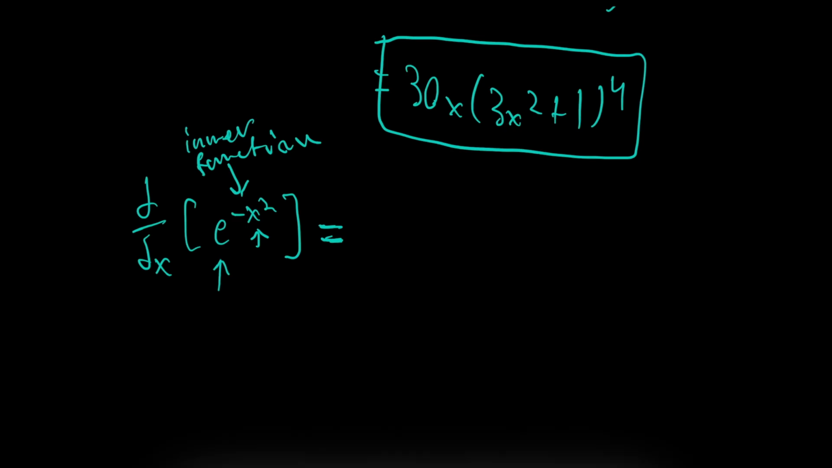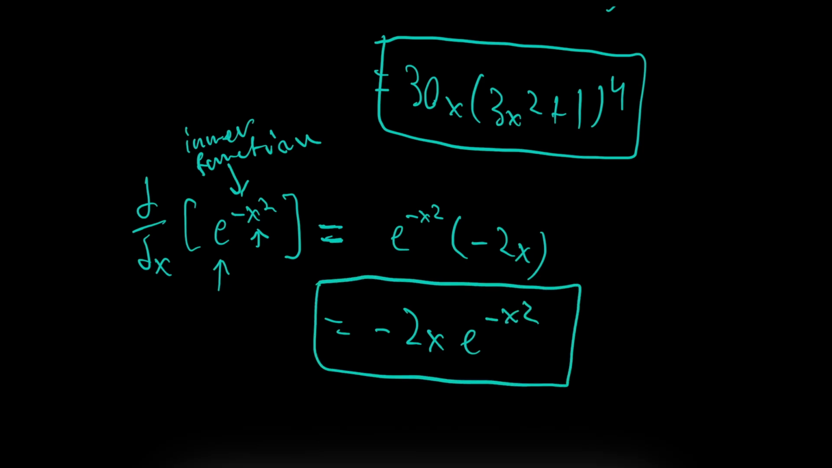So we can take the derivative of e to the negative x squared. That's going to be e to the negative x squared times negative 2x. And then that's just negative 2x e to the negative x squared. And that's the derivative of e to the negative x squared.